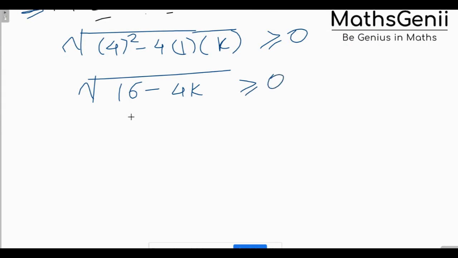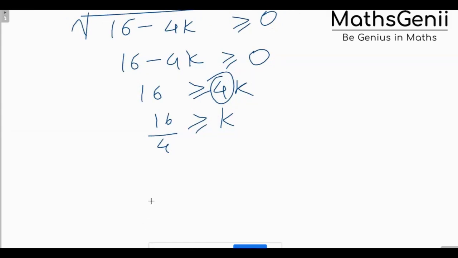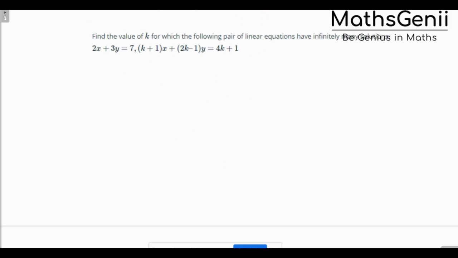Squaring both the sides. 0 square is 0 only, so I'm not writing. 16 is equal to... This minus 4k goes that side, becomes plus 4k. 16 divided by 4 is equal to k. K is multiplication here, will become division there. So 4 1s are 4, 4 4s are 16. So this is your answer. Okay, clear? Very clear? Let's look at the next question.